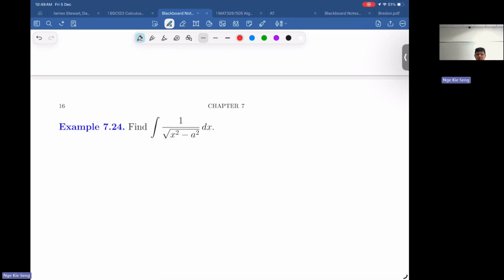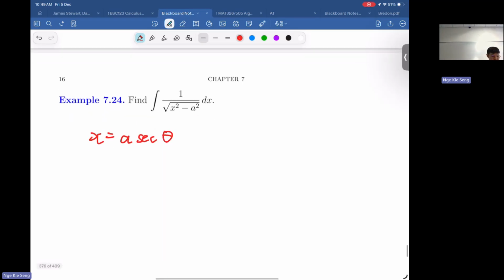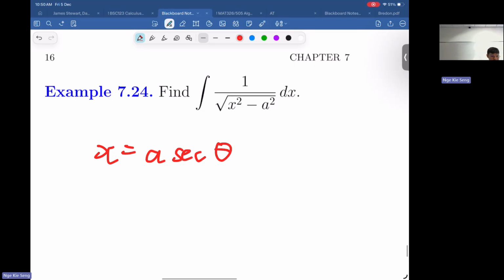How about this one? What's the substitution you want to do here? This one is obvious, but maybe you will ask why this question pops up. Because this square root of x squared minus a squared appears in the denominator, meaning there's some extra work you need to do here. But it's not too hard as well. The substitution is just the same: x equals a secant theta.